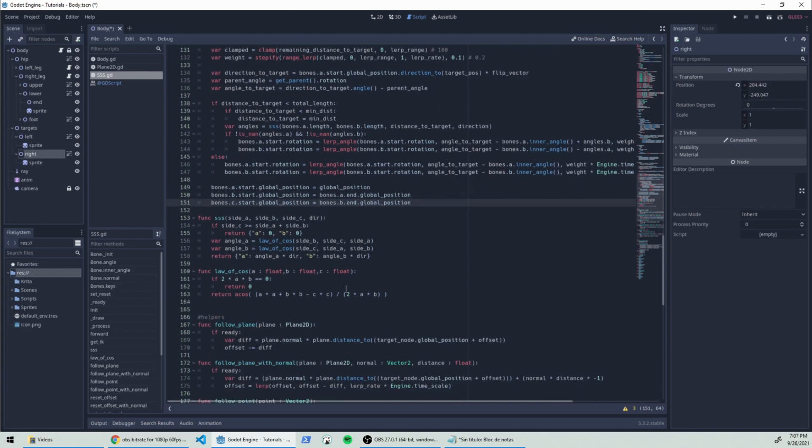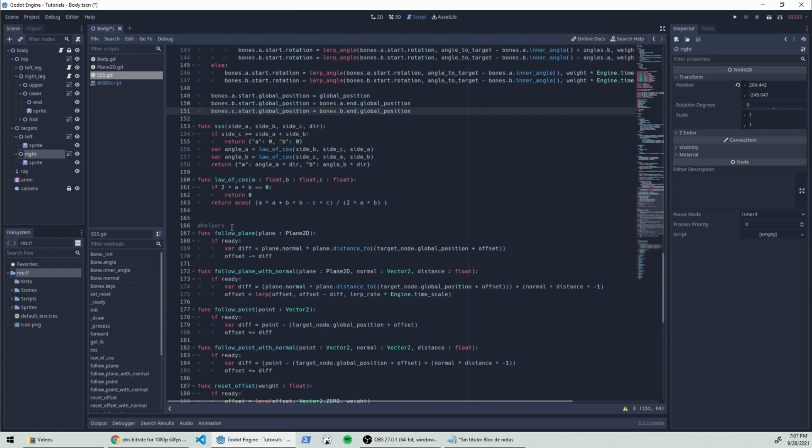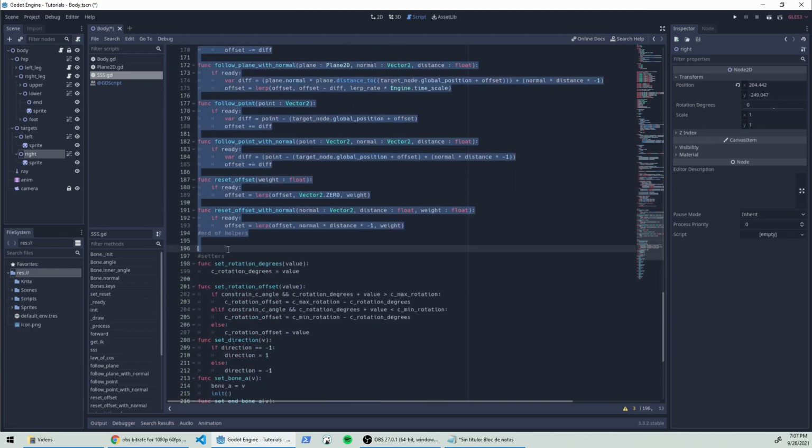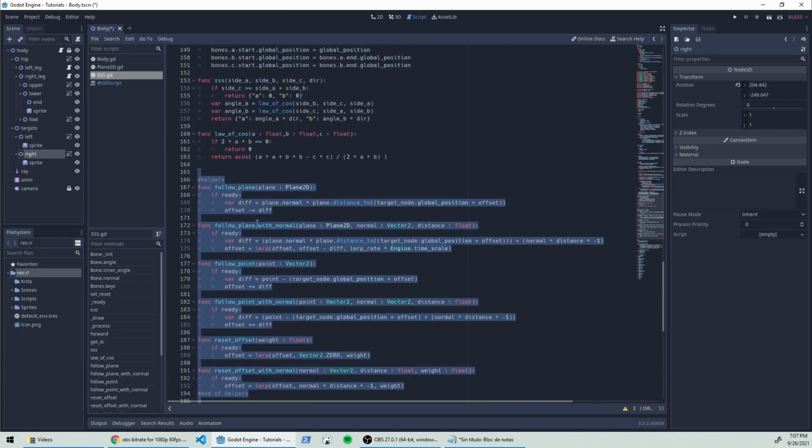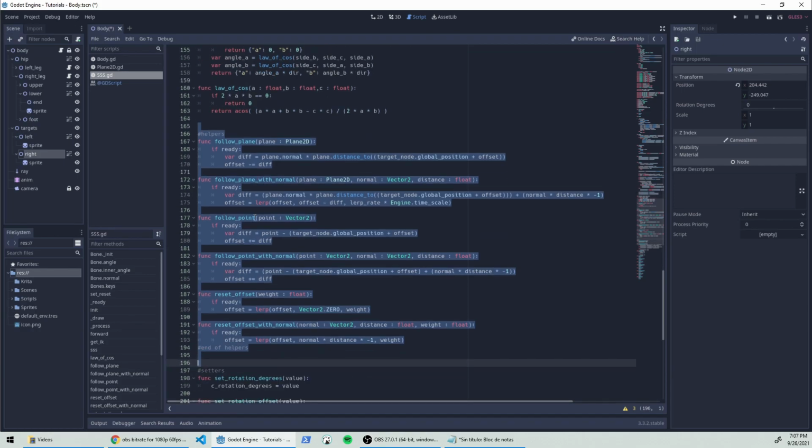On the next video, all this stuff here, from here to here, is helper functions that you don't really use to calculate the IK. It's just stuff that helps with the animations. So I'll talk about this stuff in the next video.